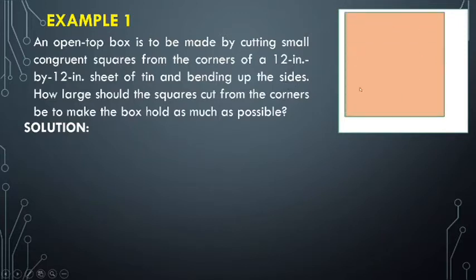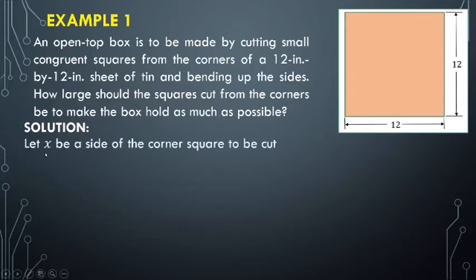So meron tayong square sheet of tin, 12-inch by 12-inch. And kakatin tayo ng small congruent squares from the corners and let x be the side of the corner squares to be cut. So ito yung mga corner squares and yung sides ng small squares na yon ay equal sa x. That is the unknown side because yun yung tinatanong. How large should the square cut from the corners? So the size of the congruent squares na ikakat natin doon sa corners, yun yung unknown.